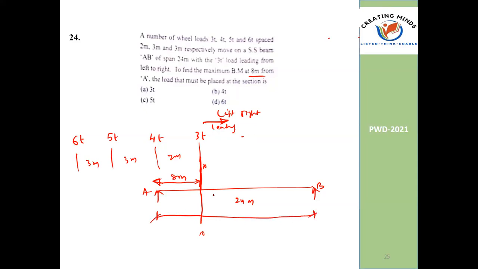So this total is 24, A is 8. What is the value of B? B will become 16. Yes, first shift the 3 ton. So 3 by 16, 6 plus 5 plus 4 divided by 8.